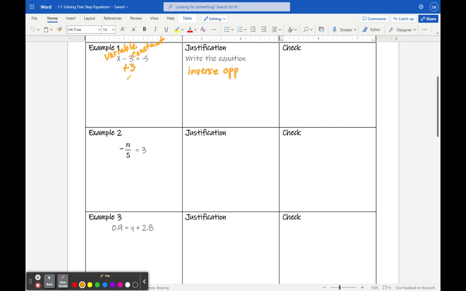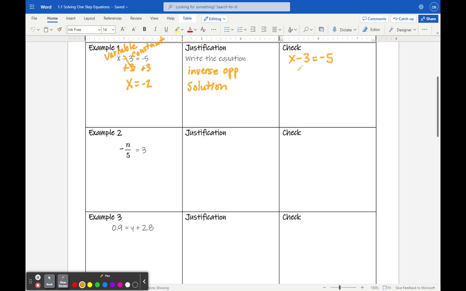Now this is a balanced equation, and in order to keep it balanced, kind of like a scale in science, if you add something to one side, you need to add an equal value to the other. So I'm going to add that constant of 3 to the right-hand side as well. Negative 3 plus 3 is 0. On the left, I'm left with x. Negative 5 plus 3 is negative 2. So I believe my solution is negative 2.